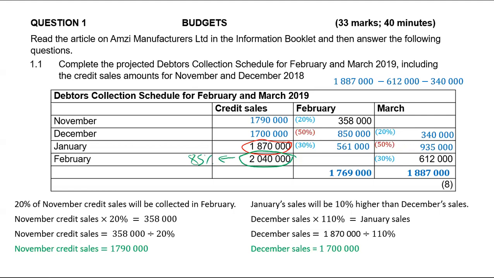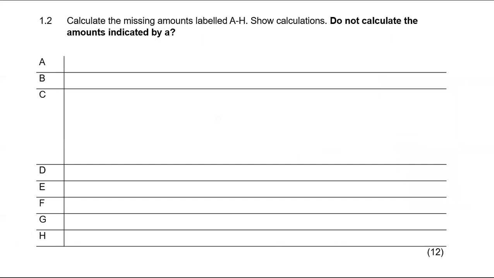So remember the formula. Take what you have, multiply by what you want, over what you have. How do I do that? I am given credit sales, which is already at 85%. I will take that credit sales amount of 2,040,000 multiplied by what I want. I want 15, which represents cash sales, divided by what I have.